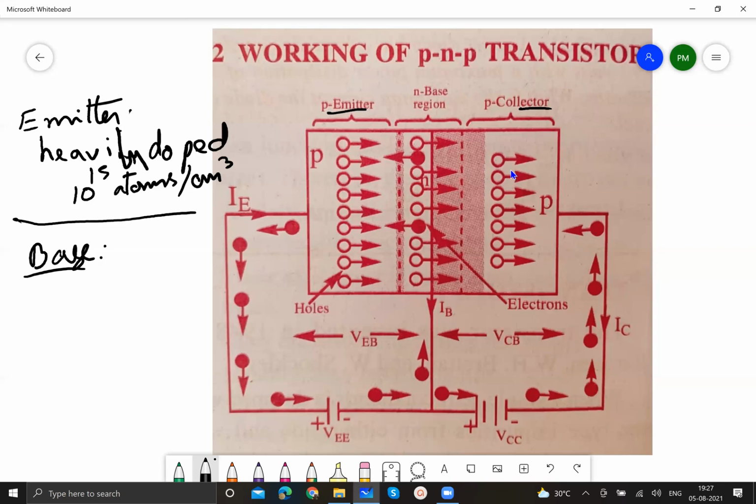So to prevent the recombination of holes and electrons in the base region, the base is kept very, very thin. You can see in the diagram also. So that the charge carriers from the emitter will diffuse into the base and are pulled into the collector. For that, the base is kept very, very thin and with very low doping levels.